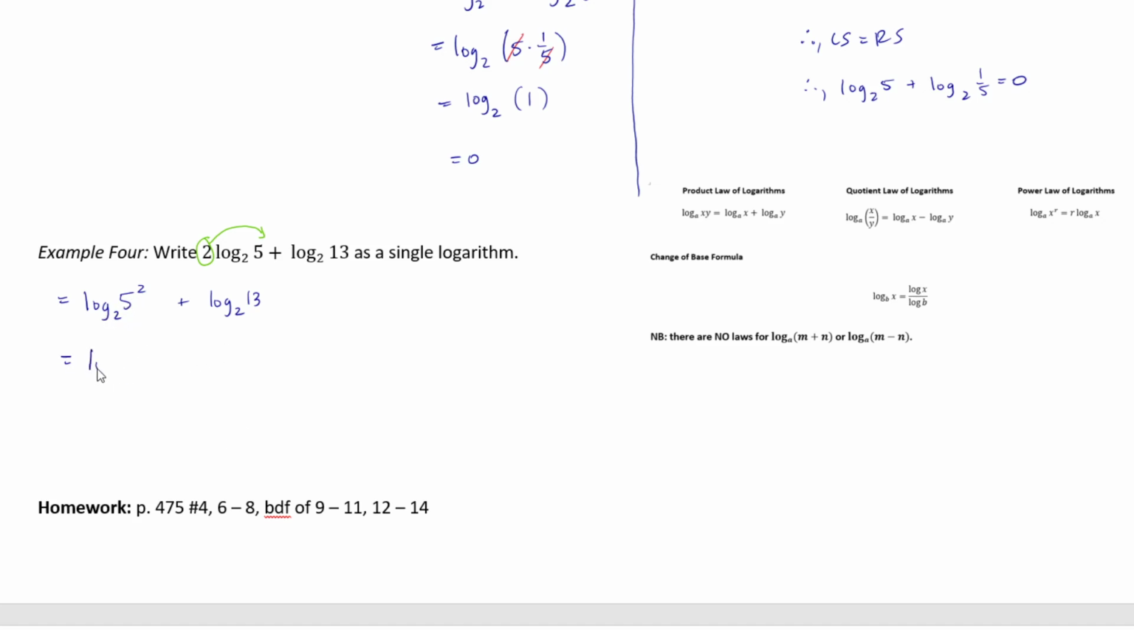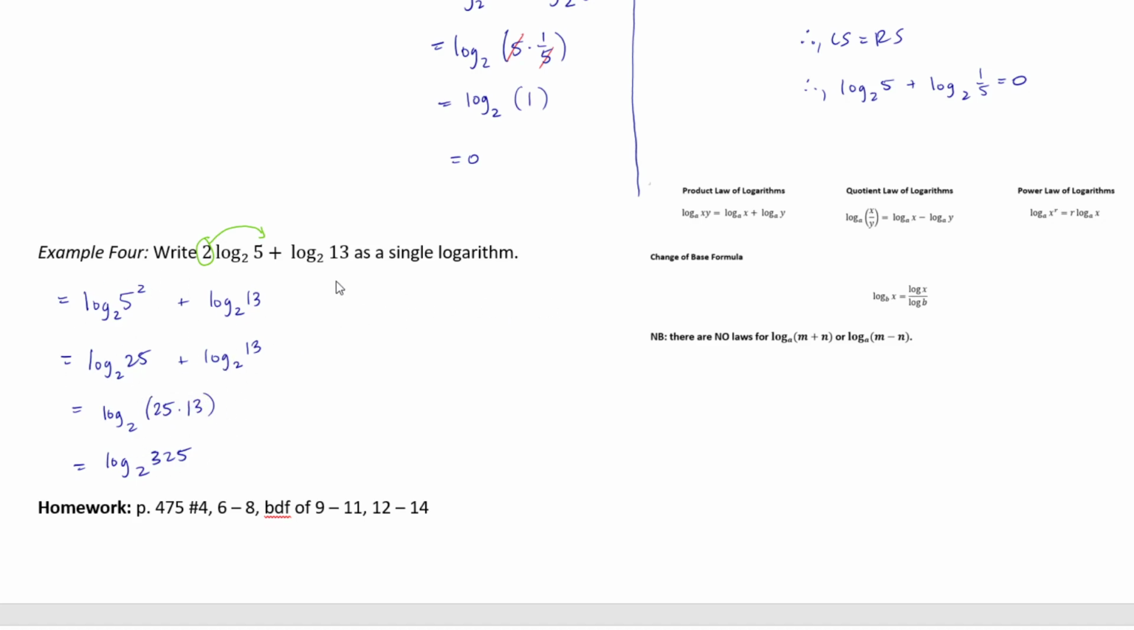So then I can just evaluate log 25 base 2 plus log 13 base 2. And now that I have the same base and I'm adding logarithms, I can use my product law. So here we go. Log base 2 of 25 times 13 right there. And so that becomes then log 325 base 2. Okay, and so that is the single logarithm. So I've taken something here and I've rewritten it as a single logarithm.